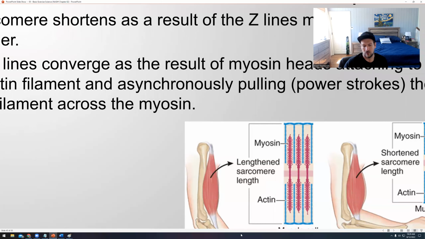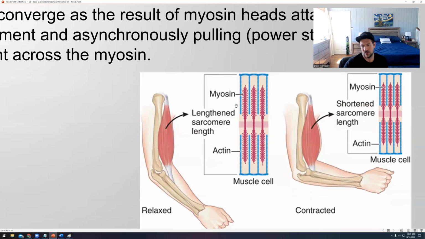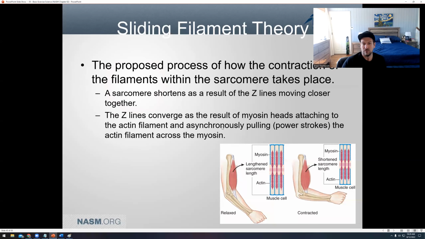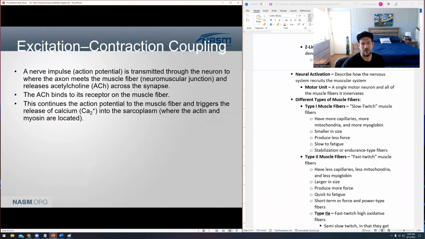You can see, notice how the sarcomere here in both examples, all these little blue lines, are a lot closer together in this picture over here than they are over here. There's a very small gap. So that's a contracted muscle fiber and that's a lengthened muscle fiber. So that's the sliding filament theory.